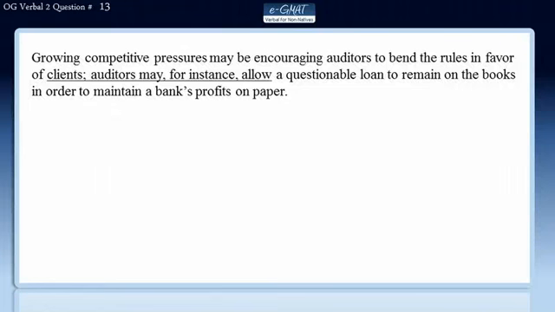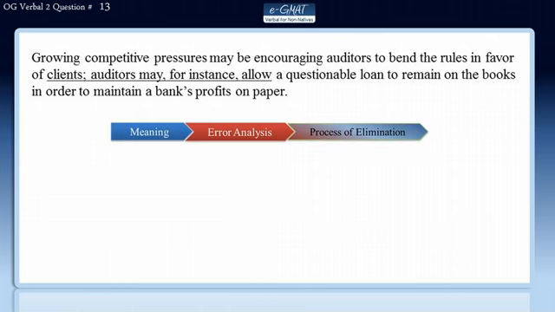We will solve question number 13 of OG Verbal Second Edition by using the e-GMAT 3-step process. In the first step, we will understand the meaning of the sentence. In the second, we will evaluate the errors in the sentence, and finally, we will review all the answer choices to get to the correct answer.